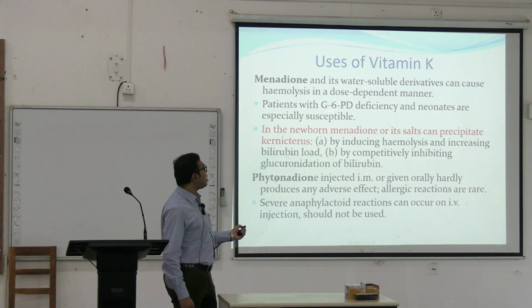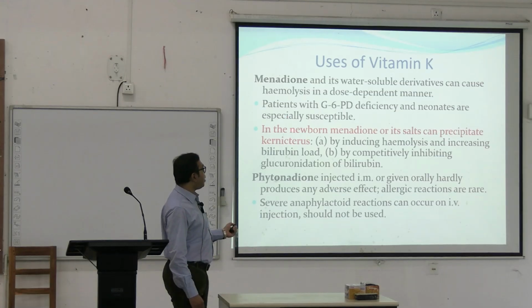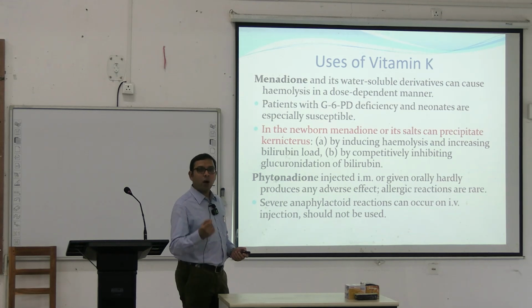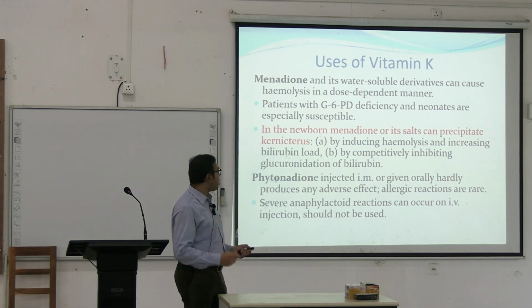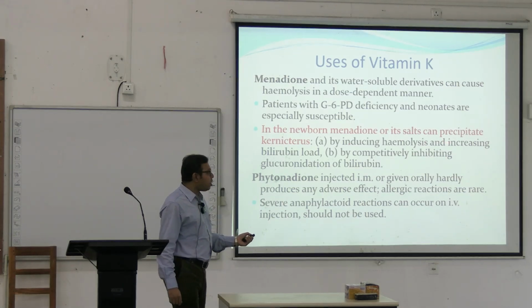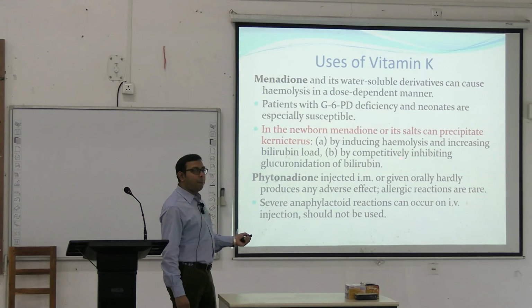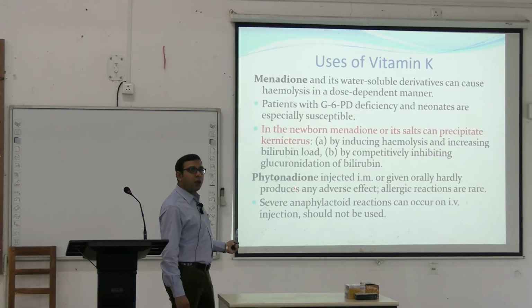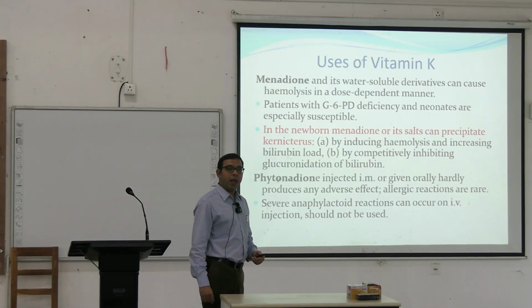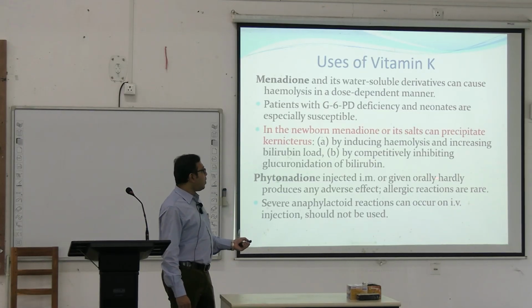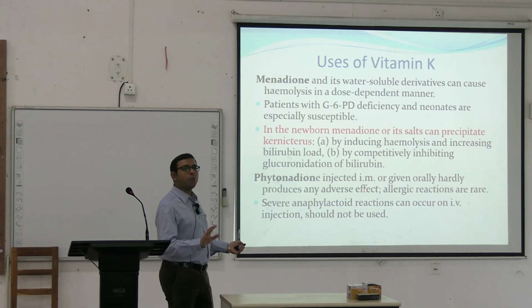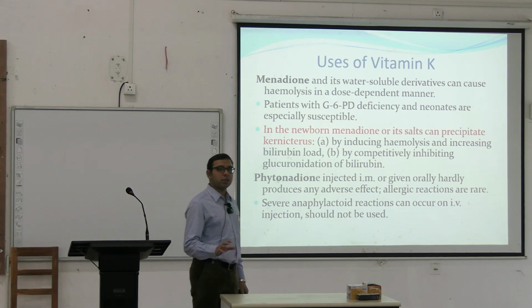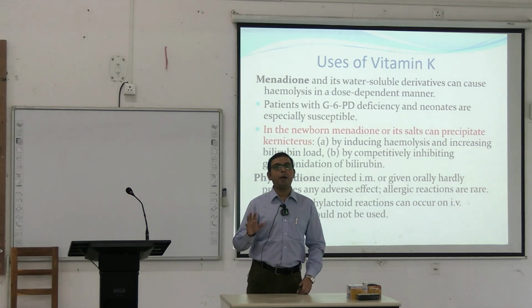Patients with G6PD deficiency and neonates are easily susceptible to problems, because in the newborn, if we are giving the synthetic form of the vitamin K, also known as vitamin K3 or menadione, that can induce hemolysis and increase the bilirubin load and competitively inhibit the glucuronidation of the bilirubin. So that's the problem. So usually we use the phytonadione or vitamin K1 intramuscular or given orally. Usually that will not produce any type of adverse drug reaction. Severe anaphylactic reactions can occur with IV injections, but with intramuscular injections the adverse effects are less.